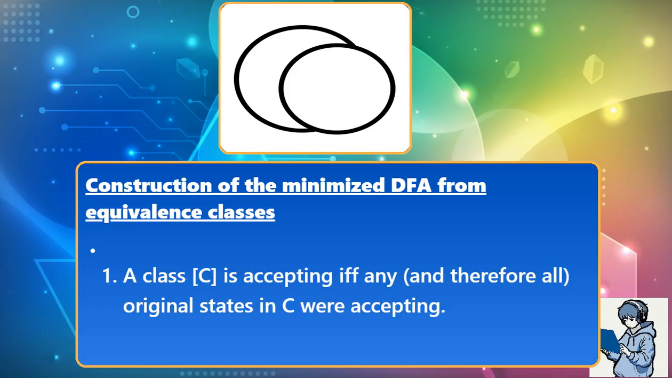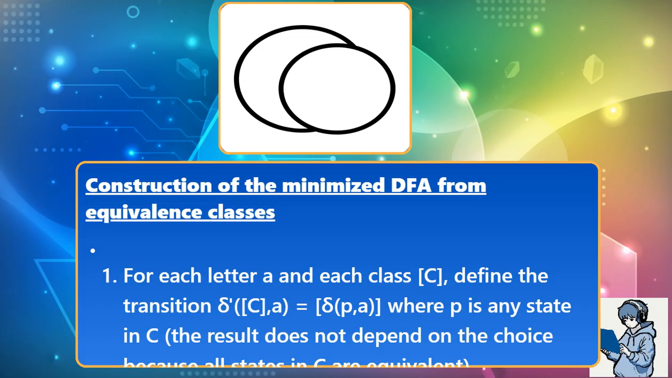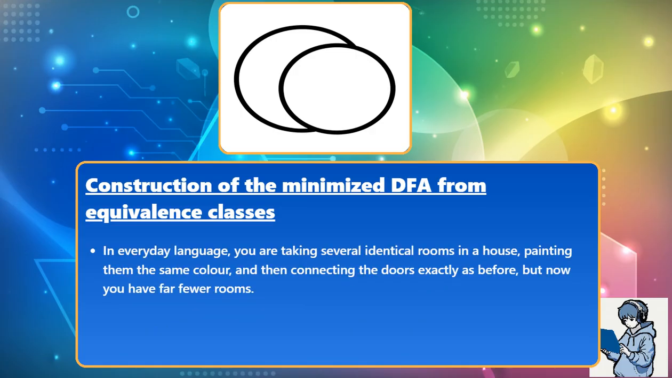A class C is accepting if and only if any, and therefore all, original states in C were accepting. For each letter a and each class C, define the transition delta prime of C on a equals delta of p on a, where p is any state in C. The result does not depend on the choice because all states in C are equivalent. In everyday language, you are taking several identical rooms in a house, painting them the same color, and then connecting the doors exactly as before, but now you have far fewer rooms.